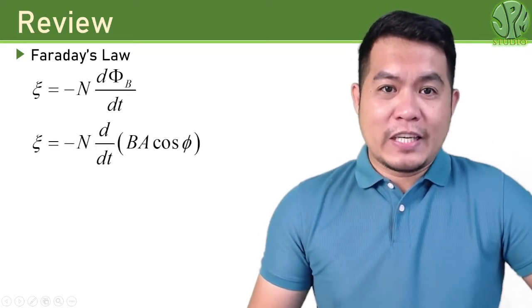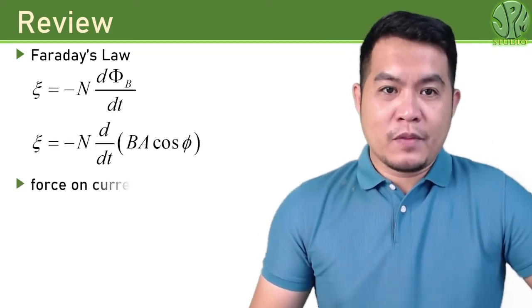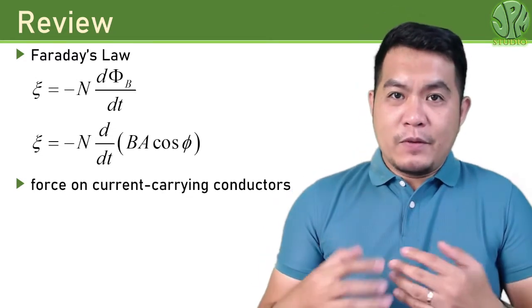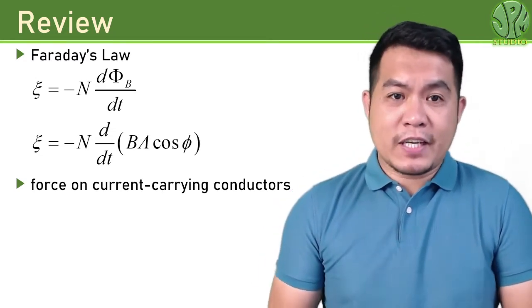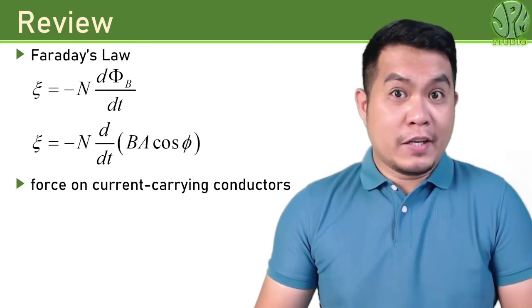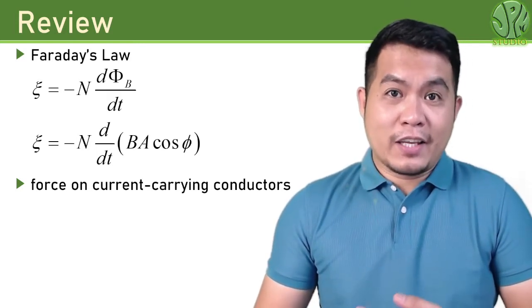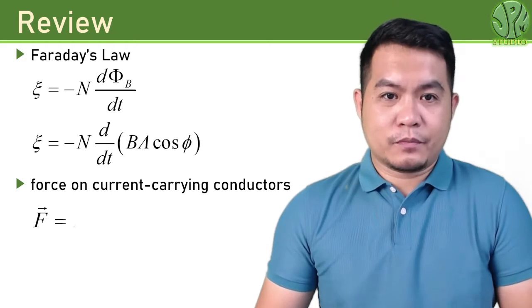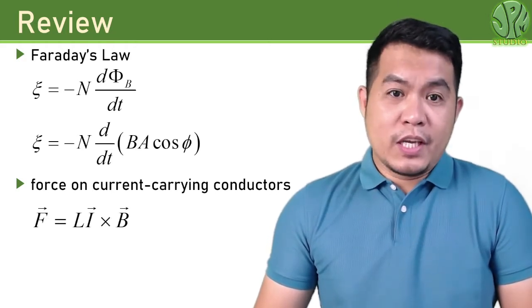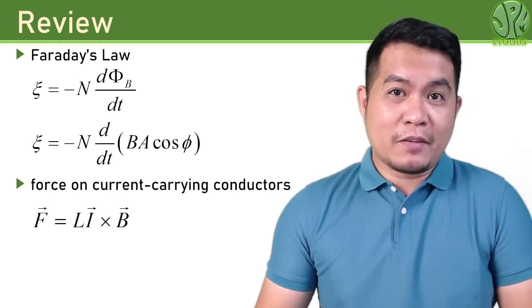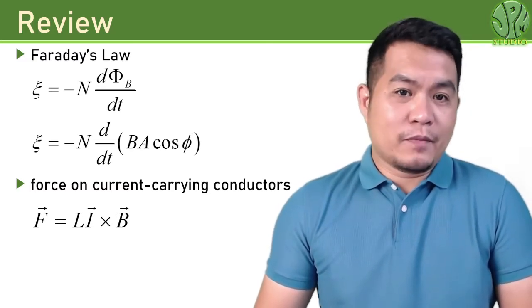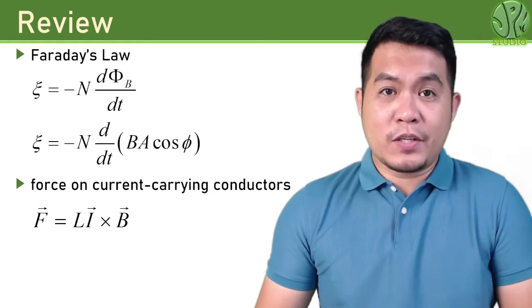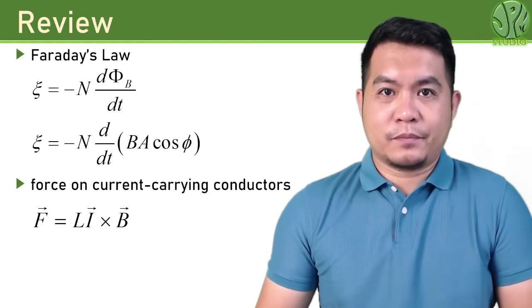So in the previous lesson, we discussed Faraday's law given by these equations. And in the previous chapter on electrostatics, we discussed how there is a force on current carrying conductors. This force is due to the external magnetic field B acting on the current I. So this is a cross product. The force is just L i cross B.